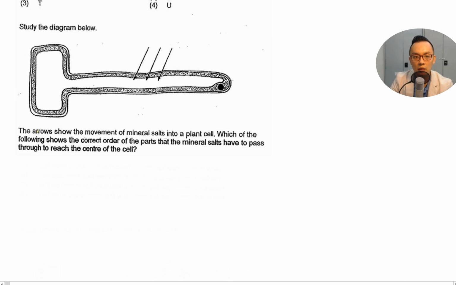Study the diagram below. The arrows show the movement of mineral salts into a plant cell. So this is the root cell. Which of the following shows the correct order of the parts the mineral salts have to pass through? There will be a cell wall on the outside, which gives it its shape, and the inside layer is actually the cell membrane.